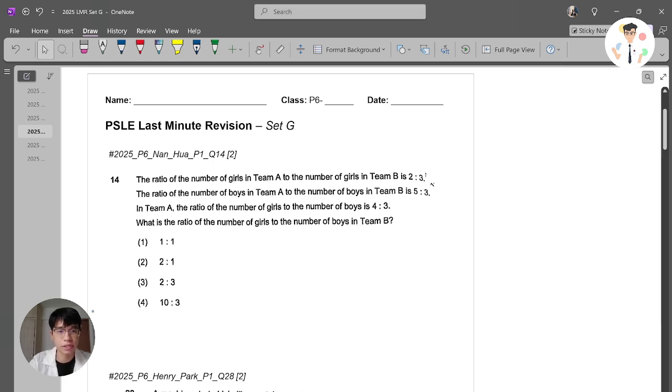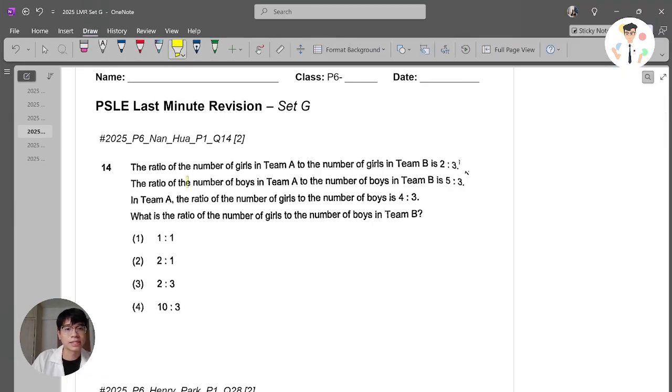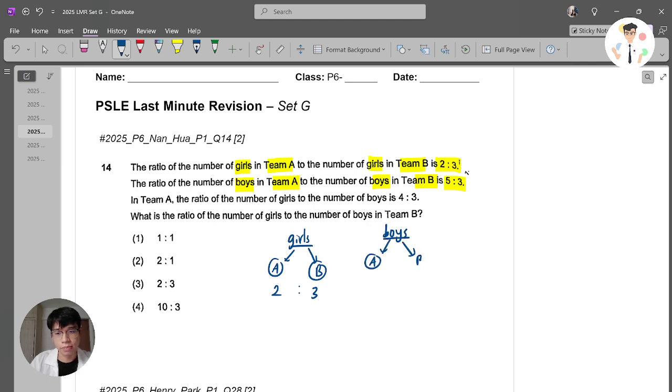Okay, let's look at our first question here, which is from Nanhua paper 1, question 14. This question says that the ratio of the number of girls in team A to the number of girls in team B is 2 to 3. It's slightly confusing now. I have girls here, divided into team A and team B, and it's 2 to 3. And next part, the ratio of the number of boys in team A to the number of boys in team B is 5 to 3. Now I have another one, which is boys, divided into team A and team B, and the ratio is 5 to 3.